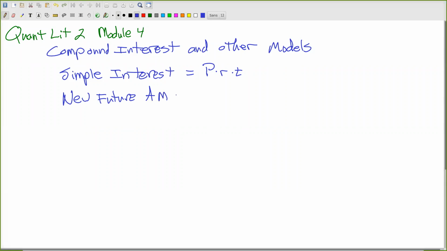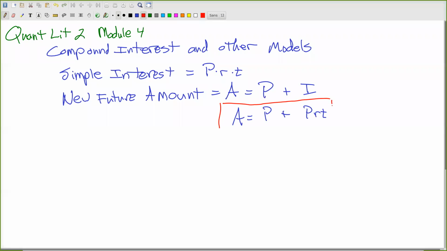And the new future amount is going to be whatever we started with. So A is the future amount, P is what we started with, and then we add on our interest. And our interest is what I have above, so that would be the PRT. Okay. So we played with this formula in lesson 3.7. You saw it again on the test, and it turns out to be a very, very important formula because this is what's going to carry us into compound interest.